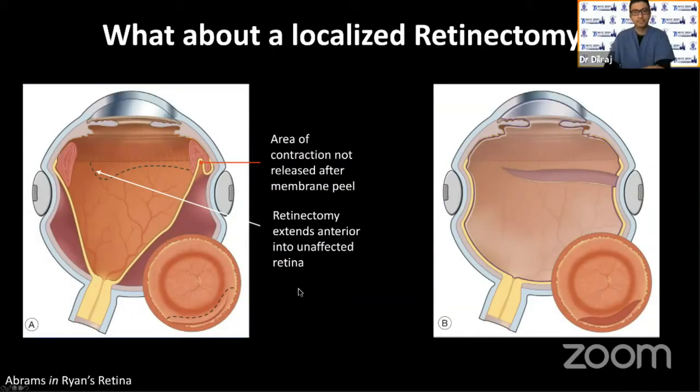There are also cases where you may not necessarily need to perform your typical inferior 180 retinectomy, but a more localized retinectomy may be adequate. These are areas where the area of contraction is not released after the initial membrane peel, and the retinectomy in that case needs to extend anterior again into the unaffected retina.